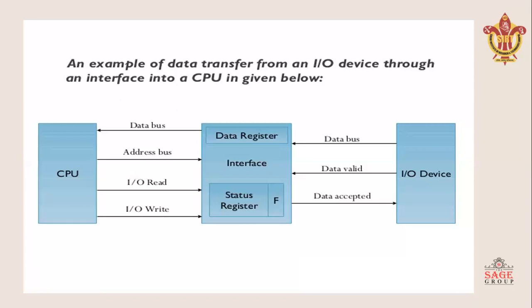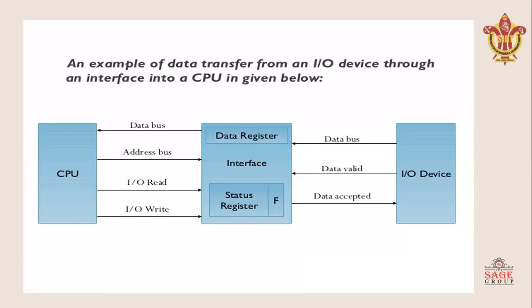The data register will be filled by this data, which is transmitted by the input-output device, and in the status register, the value of flag F will be 1. Whenever the value of flag F is equal to 1, the data accepted signal will be transmitted from the interface to the input-output device. At that time, no data will be transmitted through the data bus, and the data bus and data valid signals will be disabled.